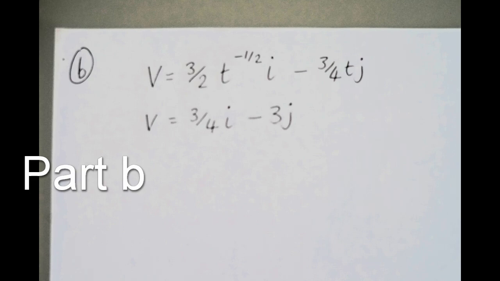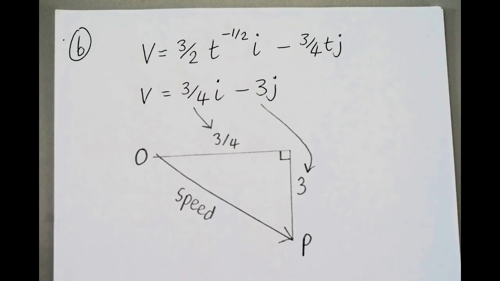Speed is a scalar quantity, and we can find this from the velocity vector. To get velocity, we differentiate the position vector. Then we know that t equals 4, so let's substitute that in to get that velocity is 3/4 i minus 3j. We can then do a similar diagram to really see what's going on.